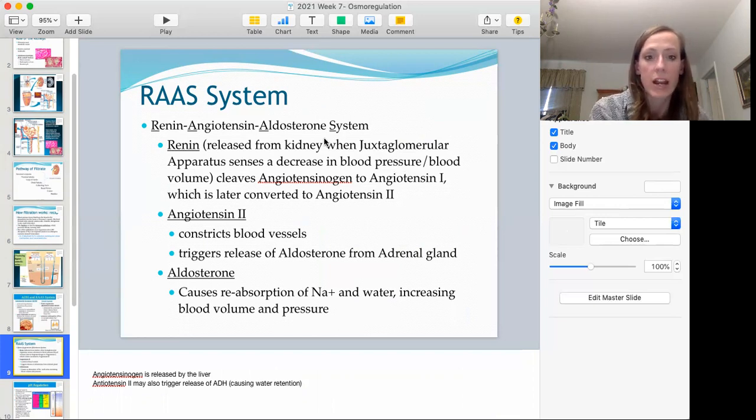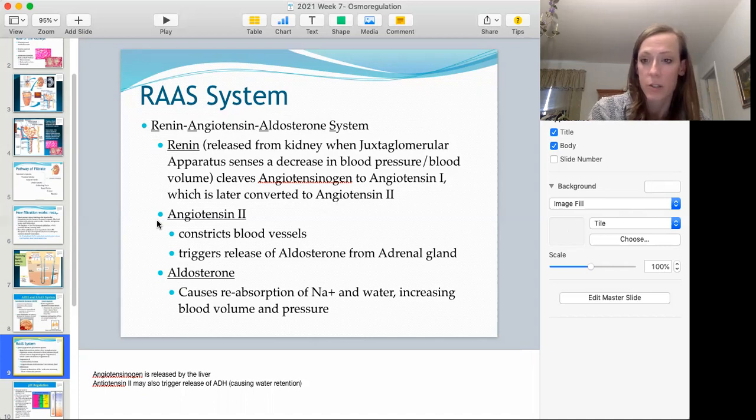Okay, and this happens right here at the kidney, right next to the glomerulus, the juxtaglomerular apparatus. It's going to sense if there's a decrease in blood pressure or volume, and then release renin from the kidney. And this is going to cleave angiotensinogen, which is produced in the liver, and that will then convert to angiotensin 1, and that is later converted to angiotensin 2. Angiotensin 2 is the thing that we're going to see act here then.